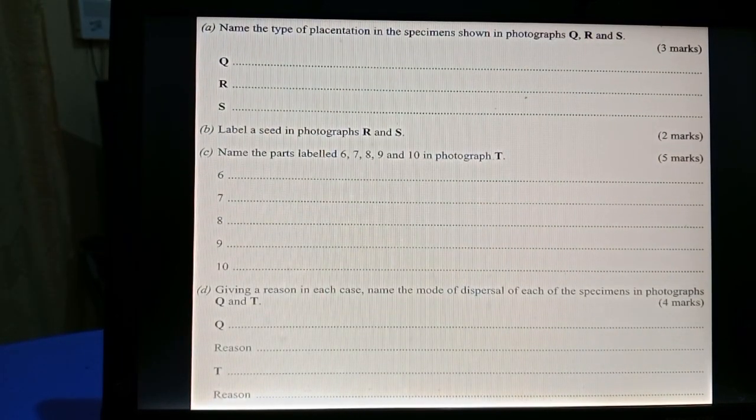Question 3a, name the type of presentation in the specimen shown in photographs Q, R, and S. You get 3 marks. B, label a seed in photograph R and S, 2 marks. C, name the parts labeled 6, 7, 8, 9, and 10 in photograph T, 5 marks. Giving a reason in each case, name the mode of dispersal of each of the specimens in photographs Q and T, 4 marks. So Q, reason, T, reason.